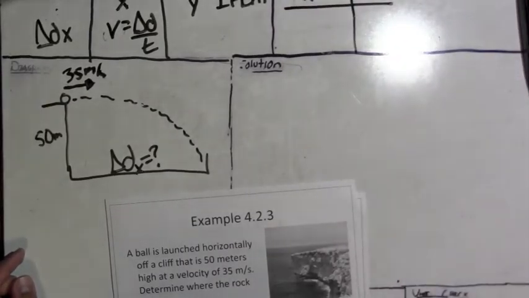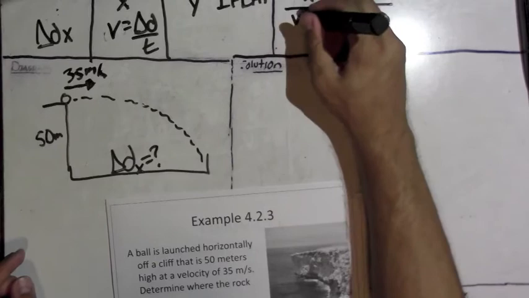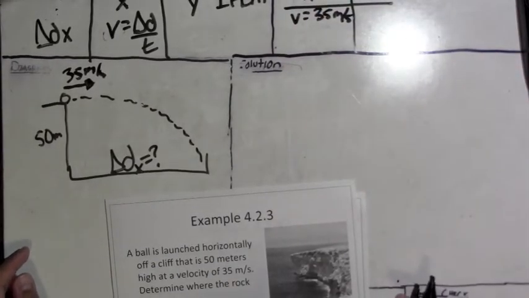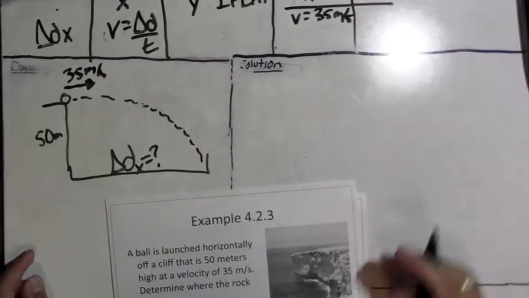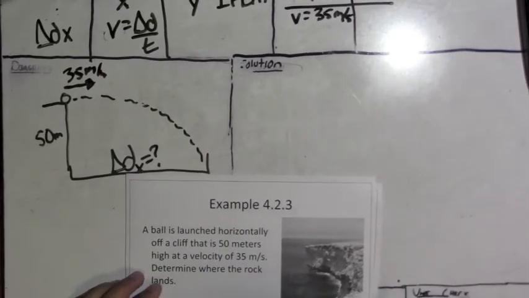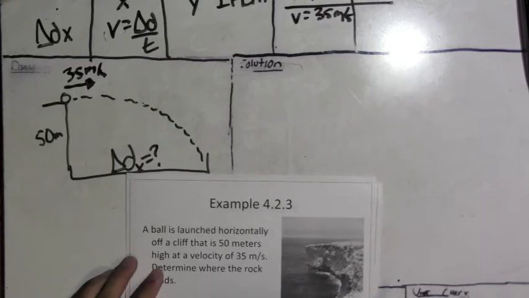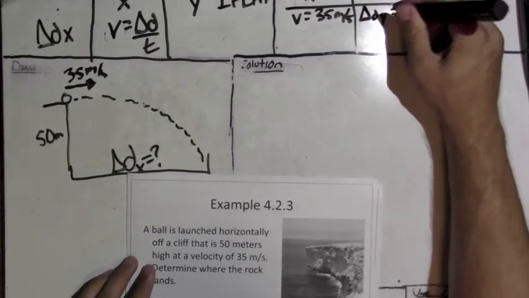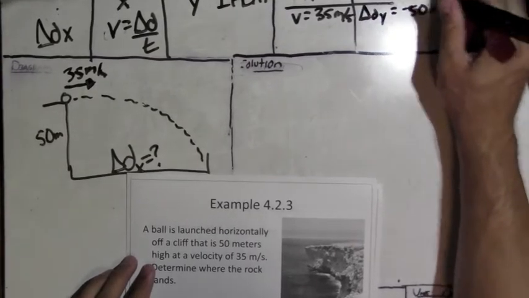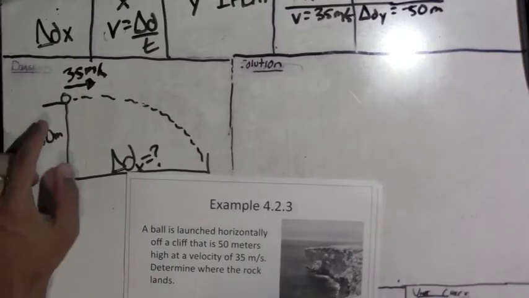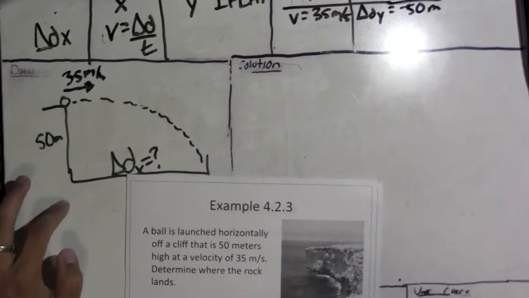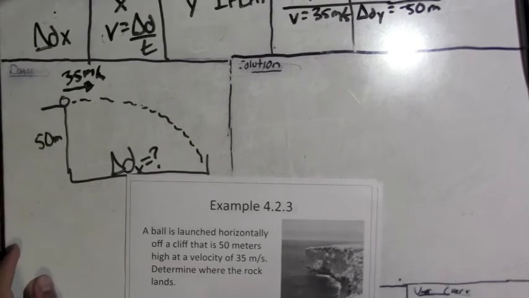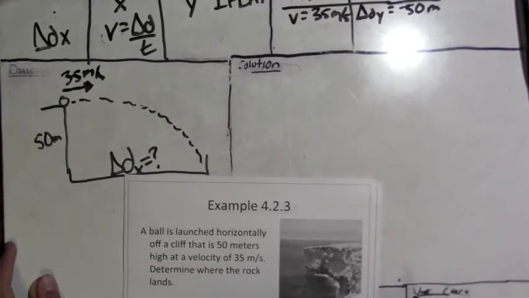Okay, in the x direction, I'm given that the velocity is 35 meters per second, and that's all I have. In the y direction, the only thing that it tells me is that the ball is launched off a cliff that is 50 meters high. Well, 50 meters high means that the ball has to have a displacement of -50. And this is somewhat confusing for some people, so let's look at our drawing. The ball is actually going to go down 50 meters. So it's going to be -50 from its initial position. So that's where we get this negative term from.